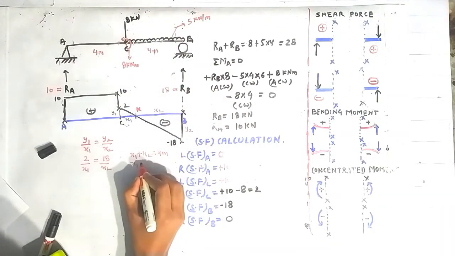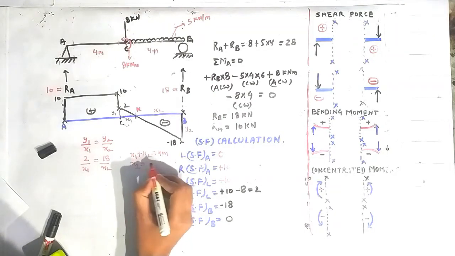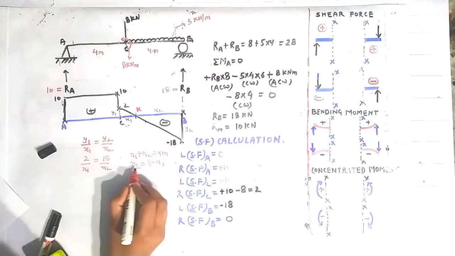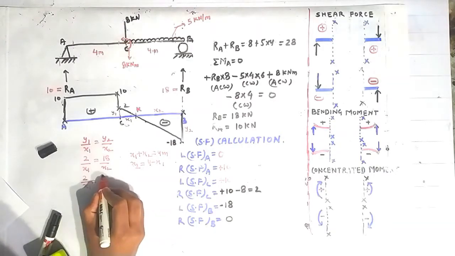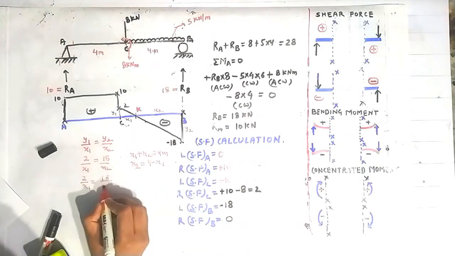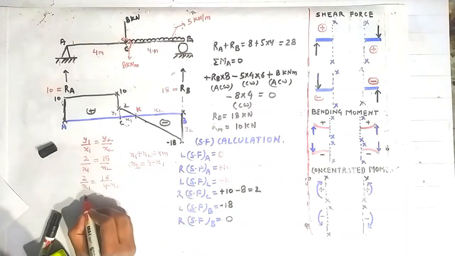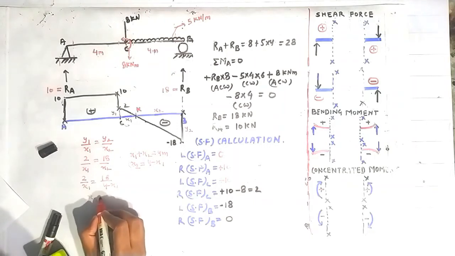So x2 can be taken as x2 is equal to 4 minus x1. And when you substitute the value of x2 in this equation, 2 by x1 is equal to 18 divided by x2, which is 4 minus x1, taken from here, you can find the value of x1. X1 will come out to be how much?